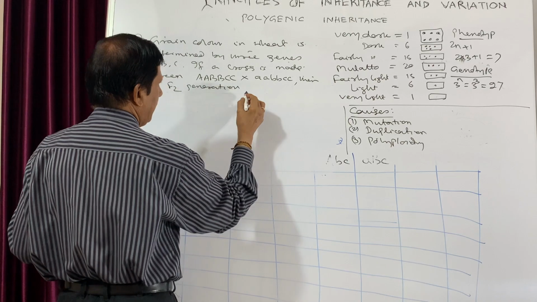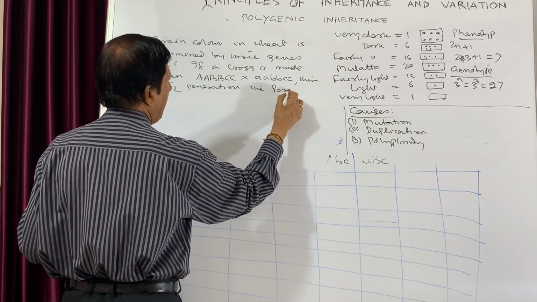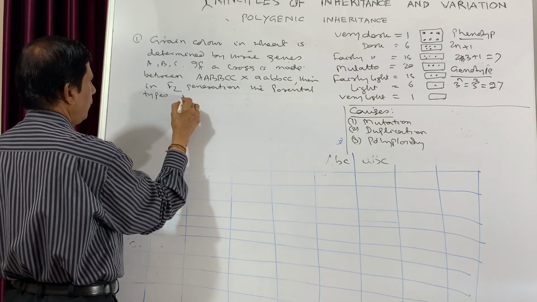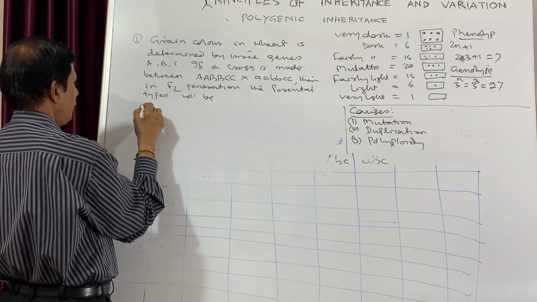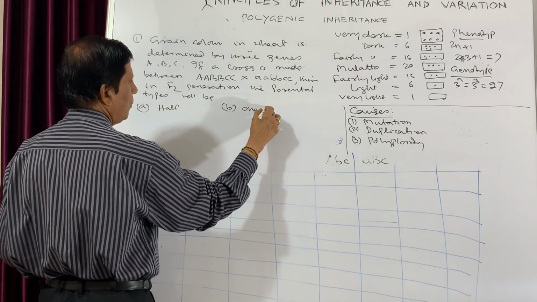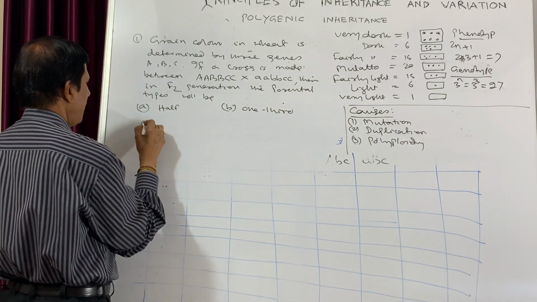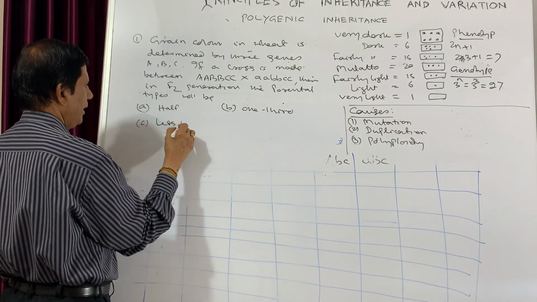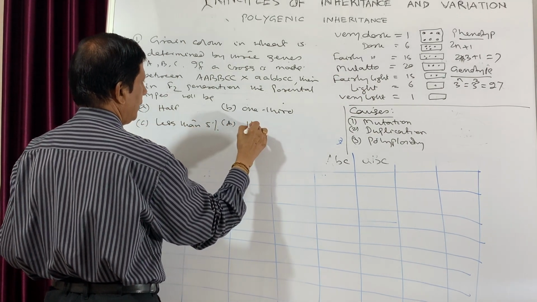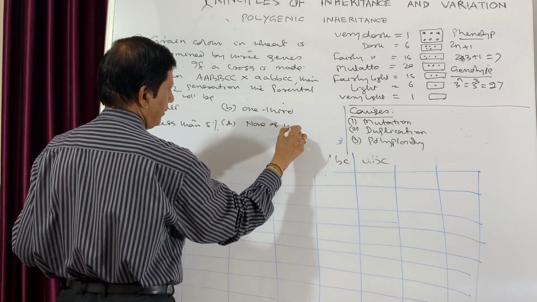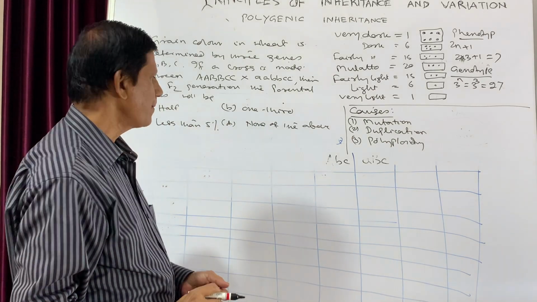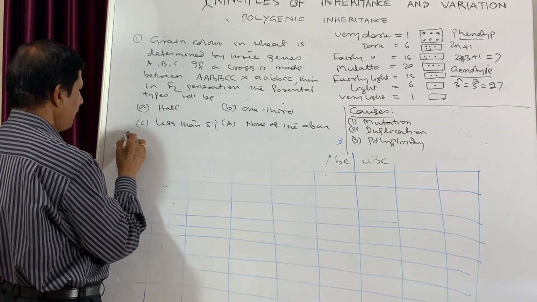generation, the parental types will be: first choice, half; second choice, 1/3; third choice, less than 5%; and fourth choice, none of the above. So this question was once asked in AIIMS. Now come to the second question.